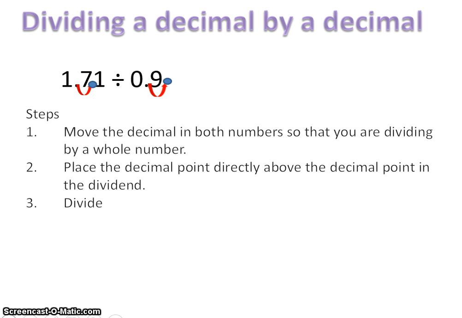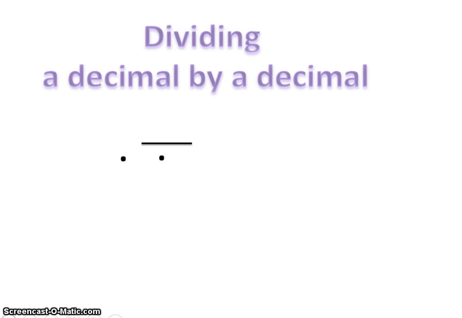Now we follow the steps that we did in the other types of problem. We have 17.1 divided by 9. We put the decimal in the answer, and we divide like we were dividing before. Okay, so I want you to practice this problem. I would like you on your own to divide 0.68 by 0.2. Hit pause.